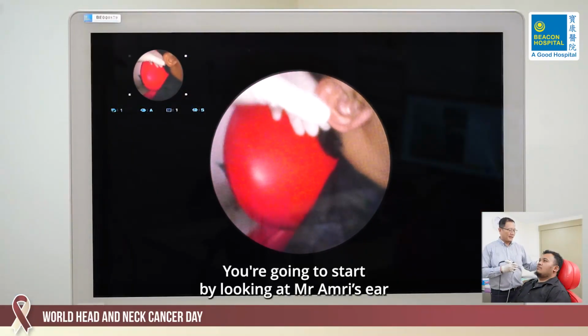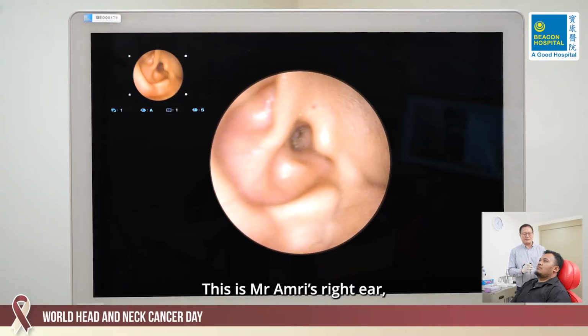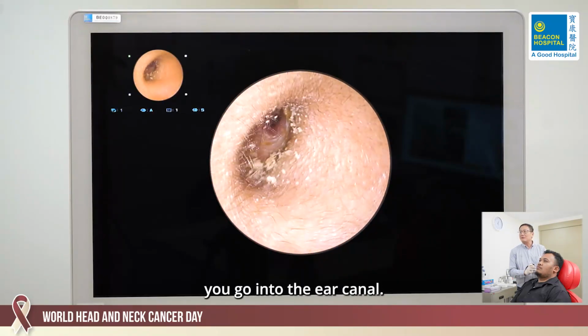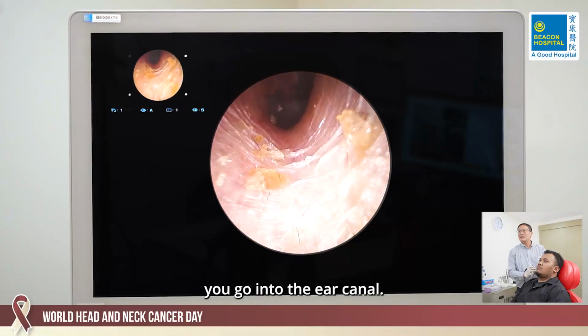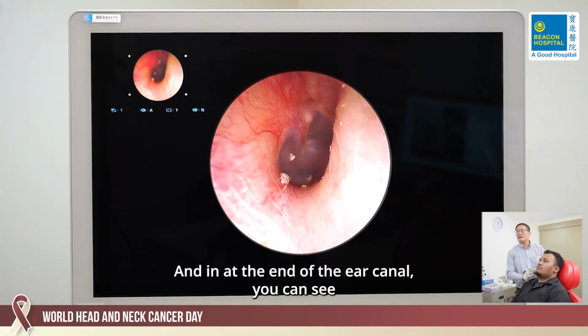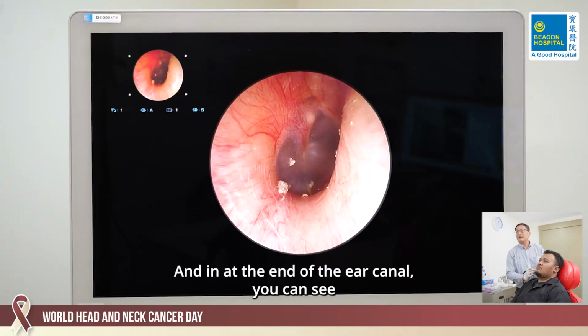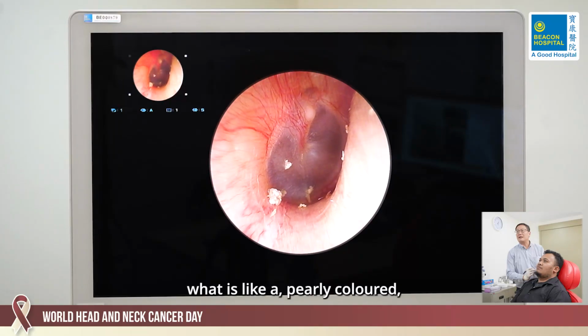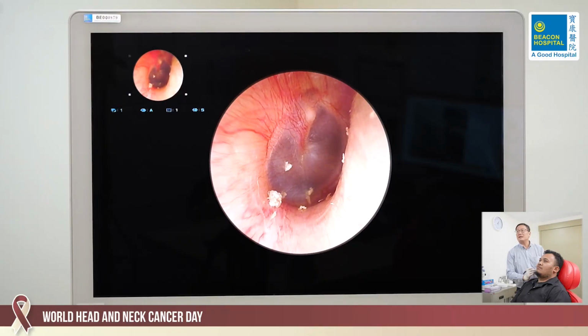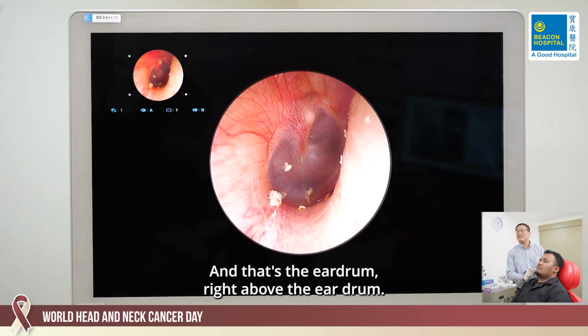We're going to start by looking at Mr. Amri's ear. This is Mr. Amri's right ear. Go into the ear canal. This is the ear canal, and at the end of the ear canal, you can see what is like a pearly colored membrane, and that's the eardrum.